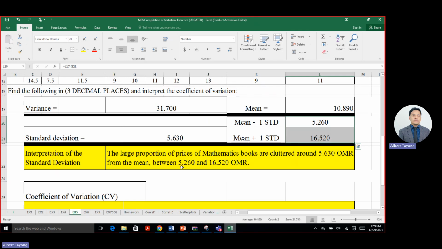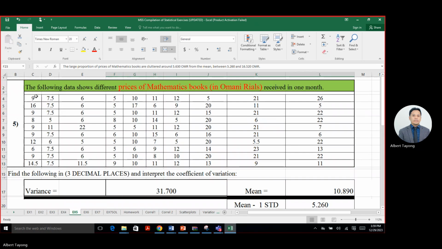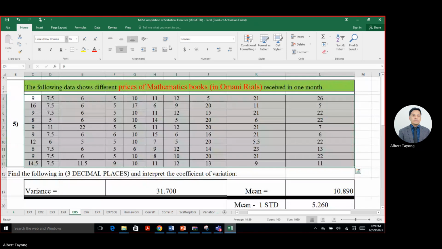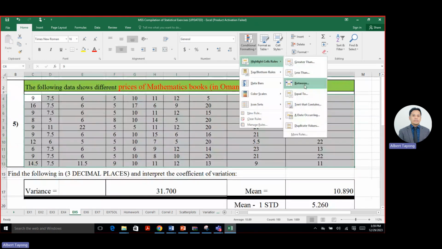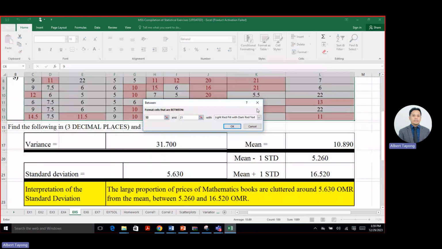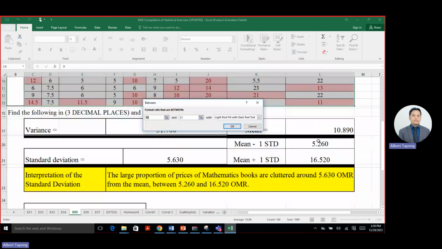Now, how can we verify whether this is true or not? We can highlight our table and use conditional formatting. Home, conditional formatting, highlight, between. There are many conditions there: greater than, less than, between, equal to, text that contains, duplicate values. So for between, you select 5.260 and here, delete that, select 16.520.